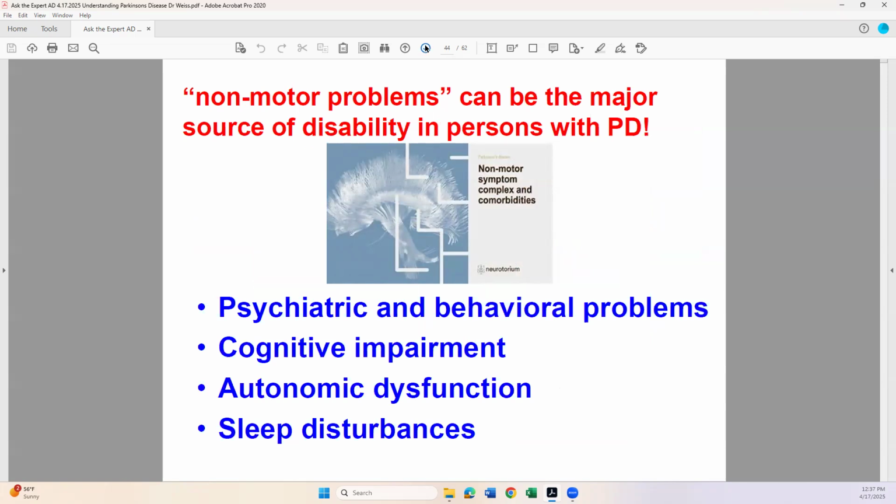In fact, in many patients, these non-motor problems are the major source of disability, not the movement problems, because we have some pretty good treatments for these movement problems in general. There are some major psychiatric and behavioral problems that can accompany Parkinson's disease. There are cognitive issues that might occur. There are problems with the autonomic nervous system, controlling blood pressure, bowel and bladder. There's a variety of sleep disturbances. So let's have the next slide, please.